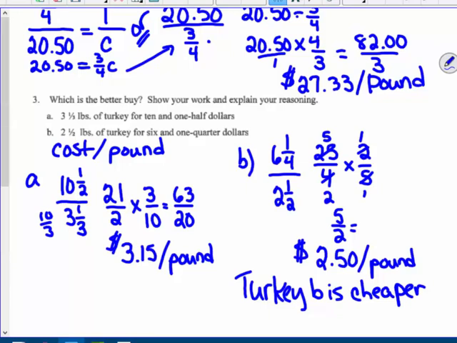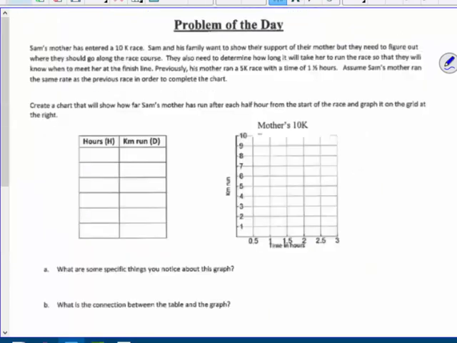On the next page is another problem of the day. Sam's mother has entered a 10K race. Sam and his family want to show their support of their mother, but they need to figure out where they should go along the race course. They also need to determine how long it will take her to run the race so that they will know when to meet her at the finish line.